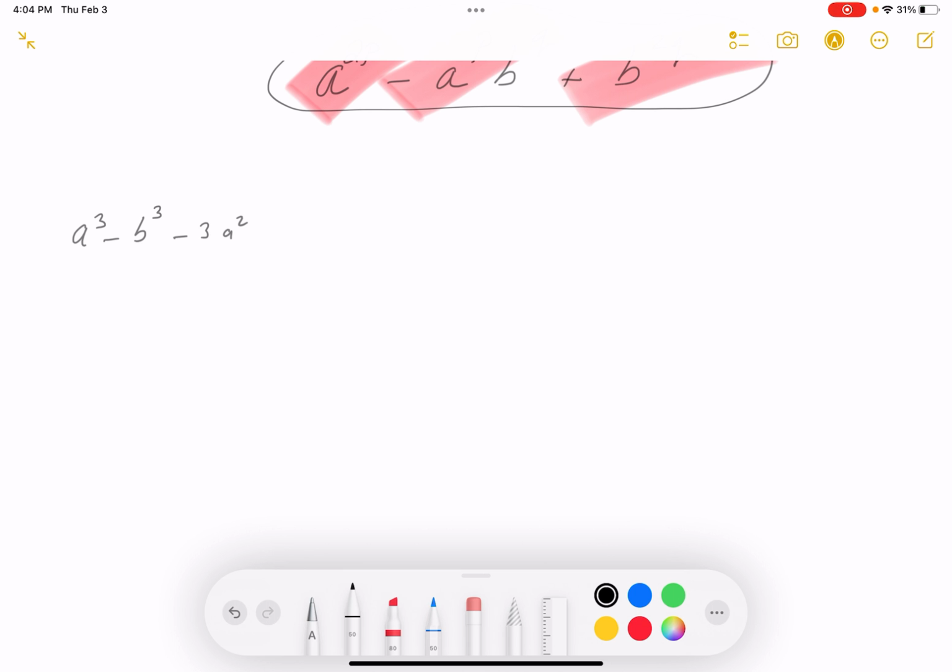Oh, my screen went dead on me. It went to sleep, by the way, so I'll wake it up. So minus 3a squared b, and then plus 3ab squared. Now, by the way, it's sort of recognizable, and I'll talk about that a little bit later, but right now, you probably don't recognize it, depending on how much algebra you had in the past before taking this class.